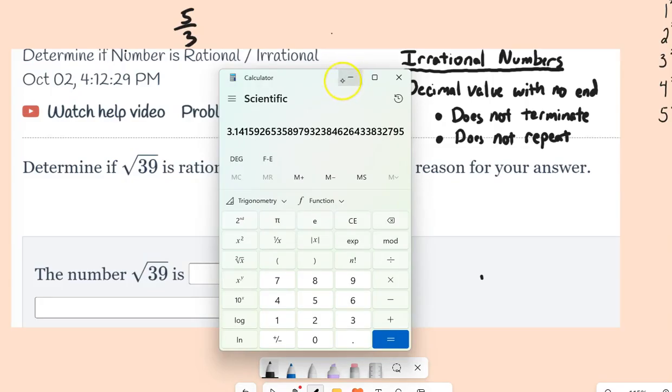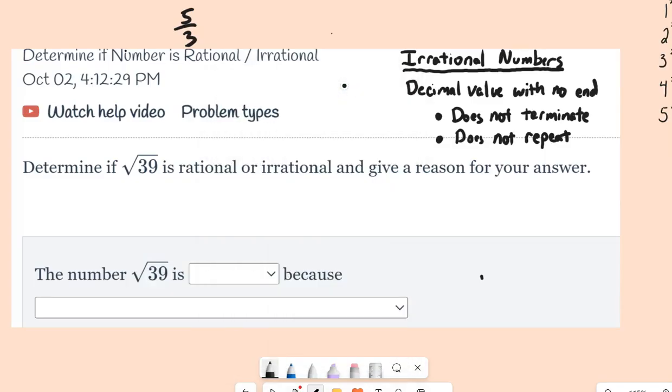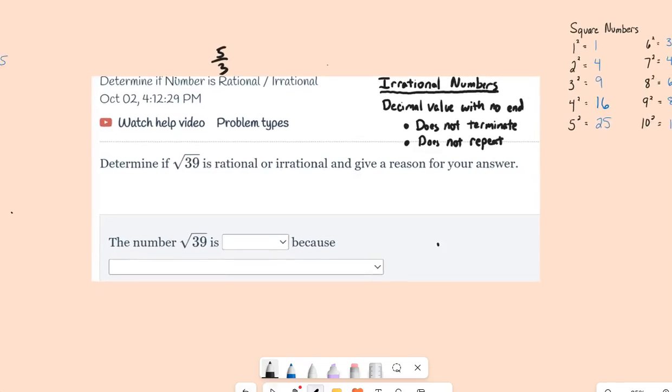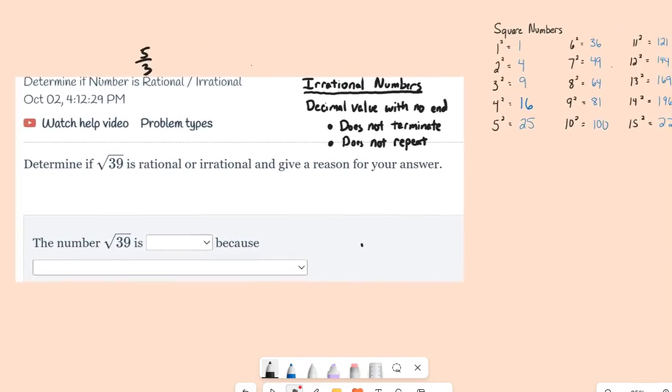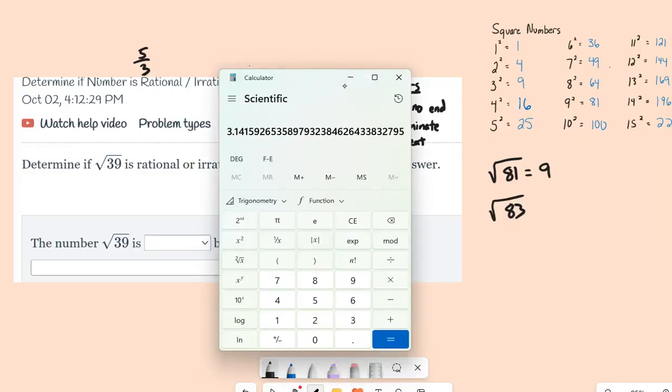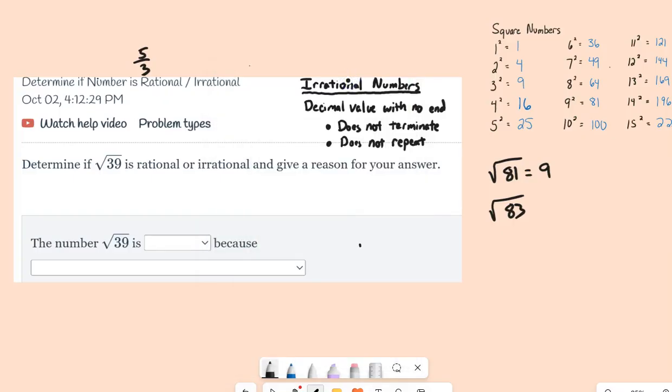So when they're asking us for rational or irrational and they're giving us a radical, that's actually pretty easy. If it's not a square number, then it is irrational. So for instance, if we had the square root of 81, that's rational because that's 9. But if we have the square root of 83, that's not a square number. If I type in 83 square root, look at that. That's a decimal that's not ending, and it's not repeating over and over again. So we would say that the square root of 83 is not rational.